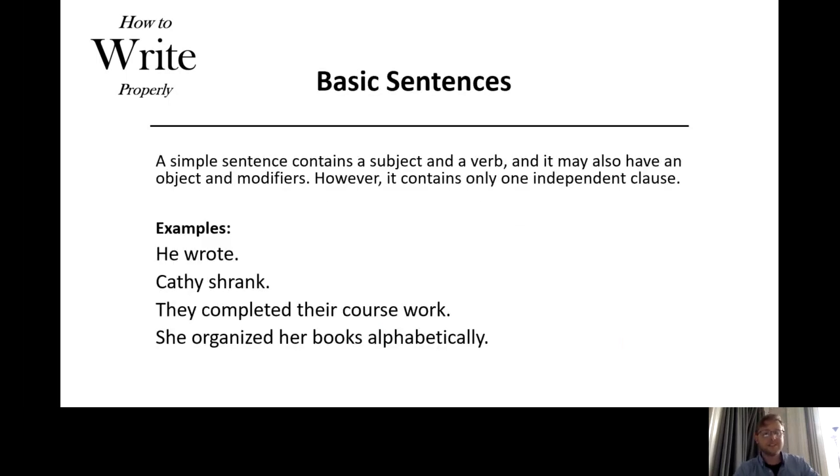So what is a simple sentence? A simple sentence contains a subject. It has to be about someone or something, someone who is doing or being. And it may also have an object and modifiers. Don't worry too much about that for now. It's important to remember, though, that every sentence that we write has to stand alone as an independent unit.